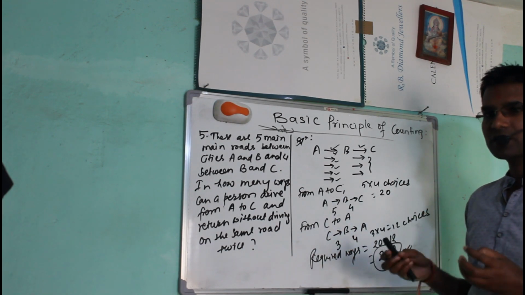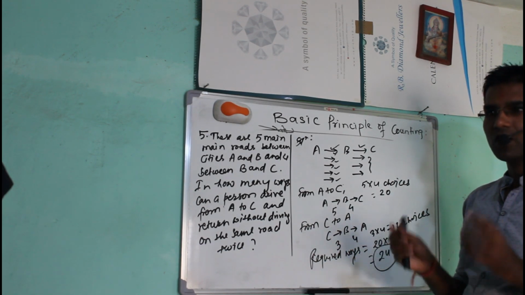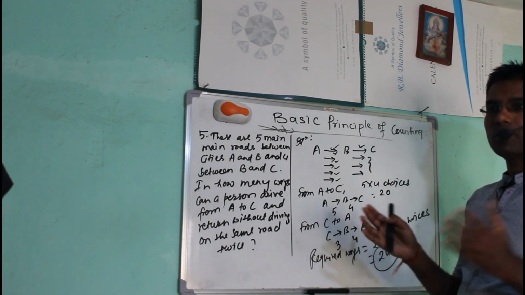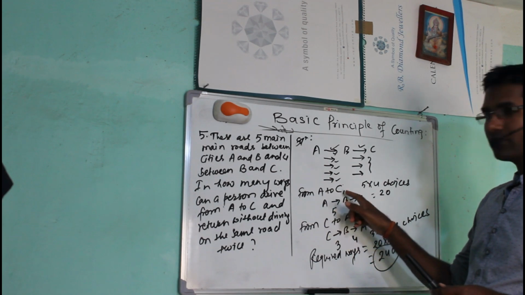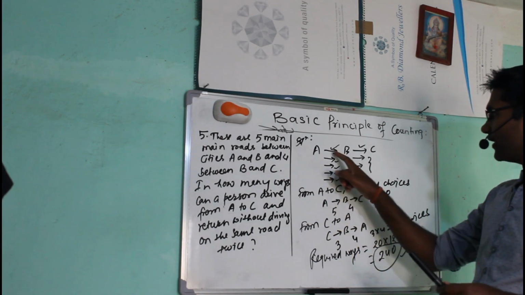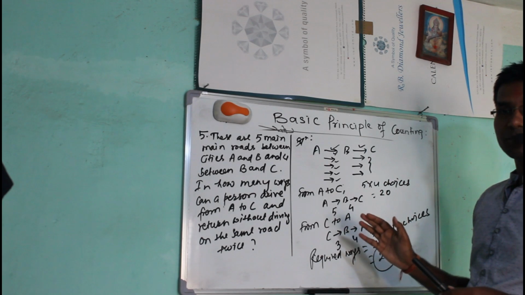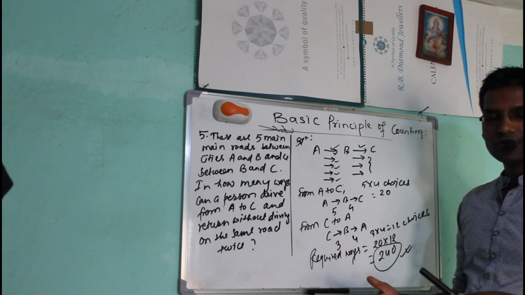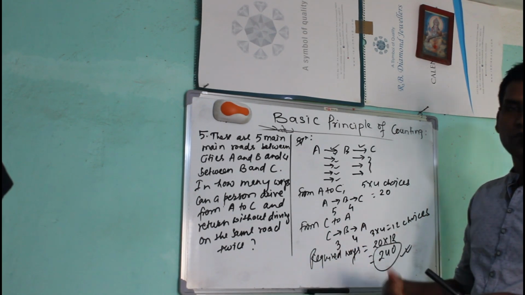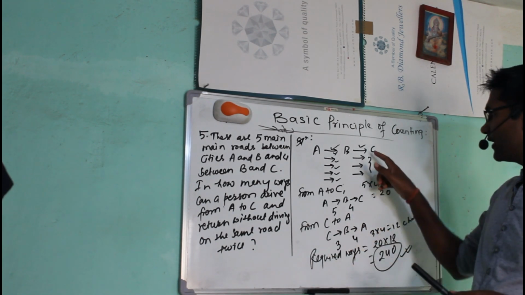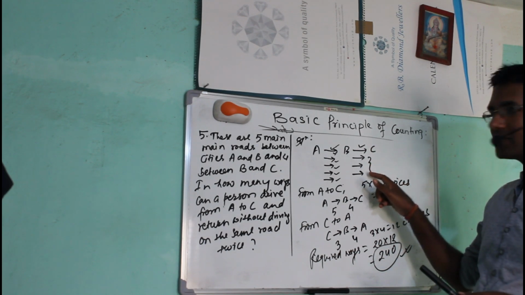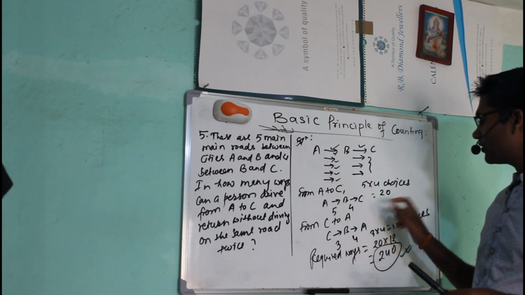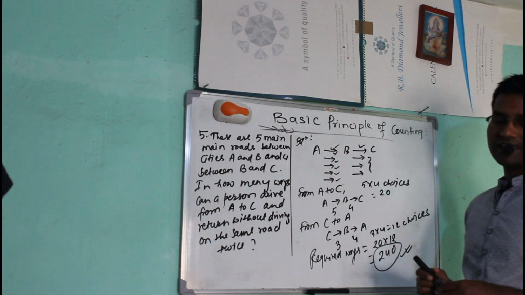Always while solving this type of problem, try to find the total number of ways, the total number of choices, and then multiply them. From A to C there will be 5 into 4 choices. While returning from C to A, we are not allowed to use the same road, we have to drive from a different road. As we have used the first one, there will be 3 choices, and for the second, 4 choices, so the total will be 20 into 12. That gives our correct answer, 240.